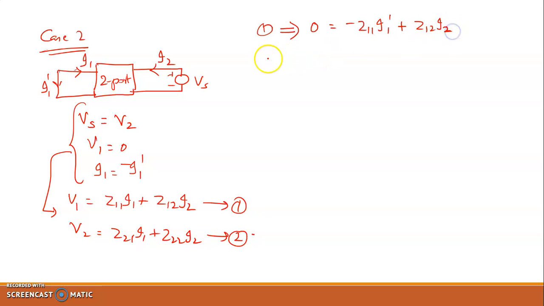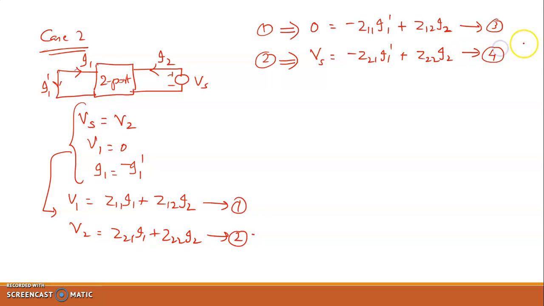Okay, and equation 2 becomes Vs is equal to minus Z21 I1 dash plus Z22 I2. So I am getting equation 1 and equation 2 like this. Let this equation be equation number 3 and this equation be equation number 4.